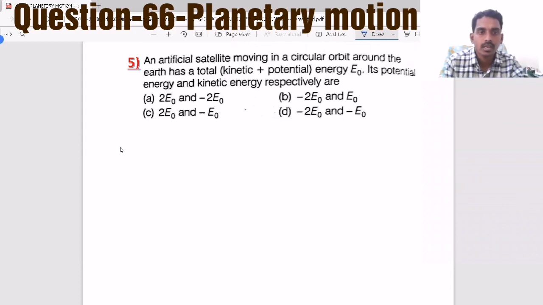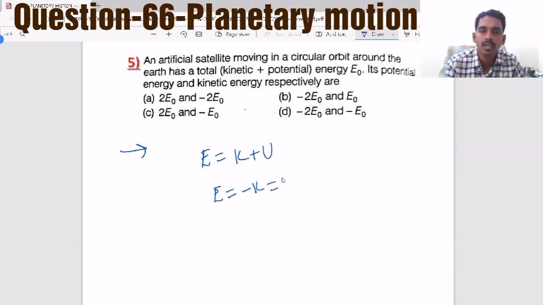Now one last and final question. An artificial satellite moving in a circular orbit around the Earth has a total kinetic plus potential energy E naught. Its potential energy and kinetic energy respectively are. So total energy means kinetic energy plus potential energy. Also, total energy equals negative of the kinetic energy, and half of the potential energy.